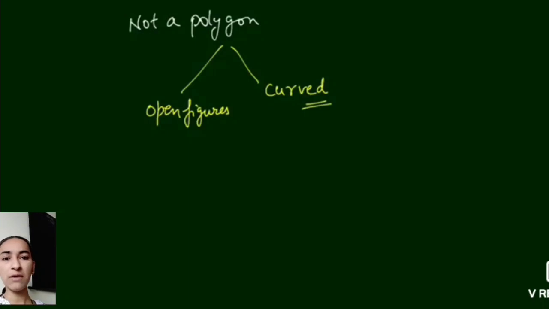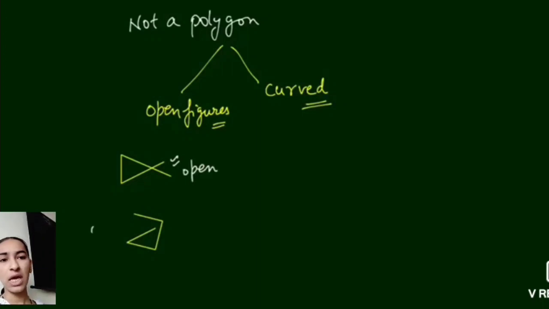Now we will see which are examples of not a polygon. Now we will see figures that are open or curved. Any figure that is open from one side, or has a curve in its shape, is not a polygon. Now you can see these two examples, they are open from one side. The first figure is open from the right side, and the second figure is open from the left side. So these are not polygons. If a figure is open from one side, it is not a polygon.